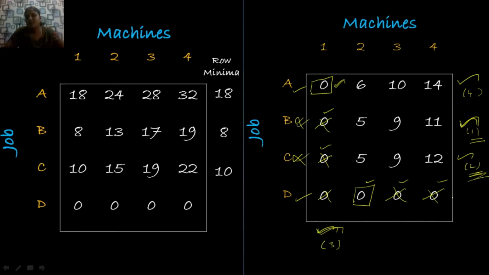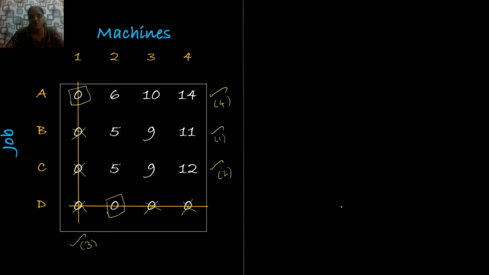So next what we are going to do is, you have to draw a straight line through unmarked rows and marked columns. So let me show this clearly to you now. So let me draw a straight line through unmarked rows and marked columns.